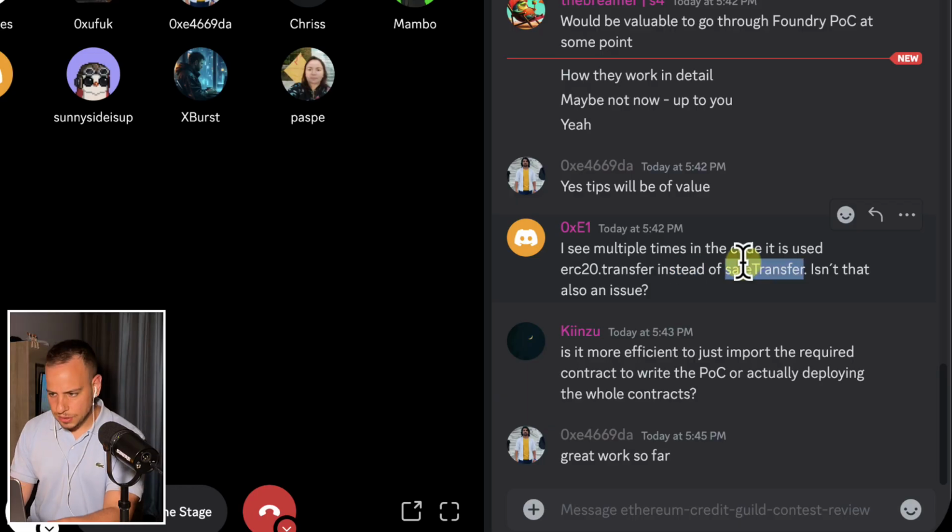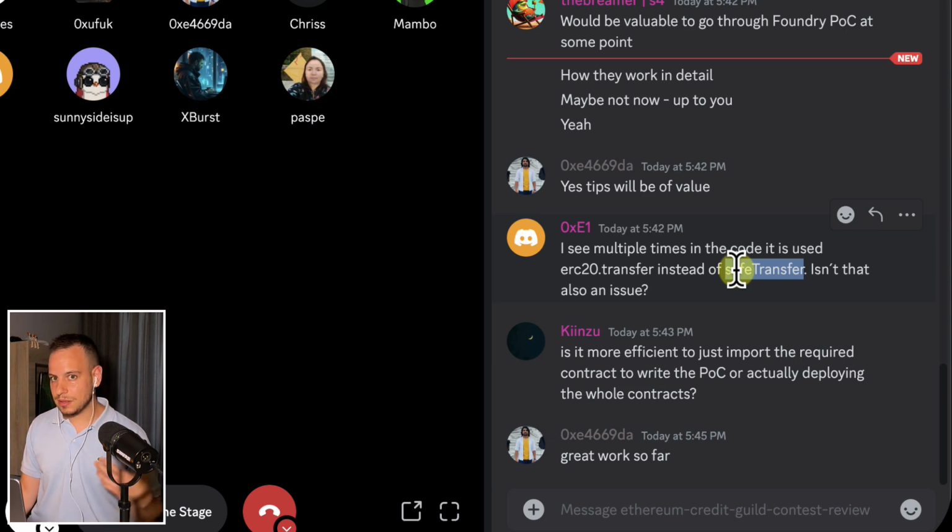I think they did use safe transfer. Sometimes it's an issue when you are dealing with a lot of ERC20 tokens, because some of them are not following the standard and they don't revert if the transfer failed, but they just return false. And that's the idea behind safe transfer. So if they return false, it will revert the transaction, something that we talk about in the course.